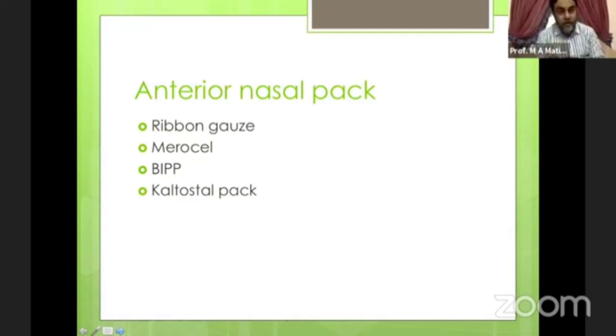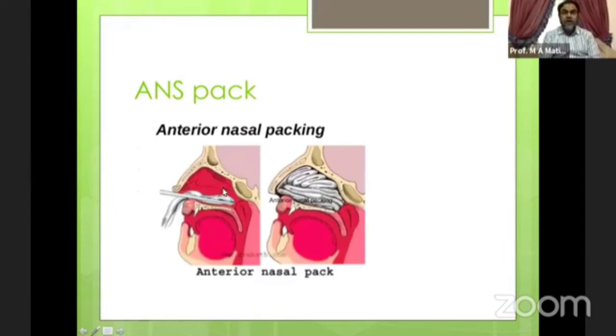That is one. Number two available is your BIPP pack, bismuth iodoform paraffin paste pack. Nowadays, the Merocel pack is available. This is very sponge-like. This is the ribbon gauze. This is the intranasal packing. Classically, we put this one, ribbon gauze, with Vaseline or antibiotic ointment. We put it layer by layer, and that usually stops bleeding.